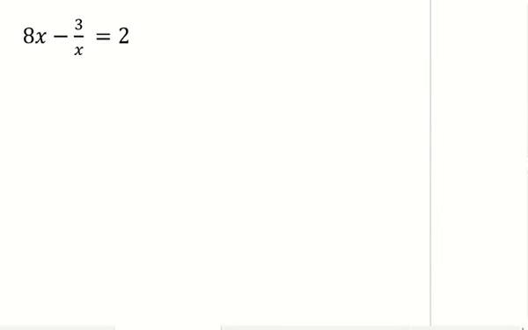Here we've got one kind of like one I did before, but I think it's going to work out a little different. And so this one, since I only see one denominator, I think it would be easiest to deal with this by just multiplying both sides by x. So I'm going to have, say, 8x squared minus 3 over x multiplied by x is just going to be 3 is equal to 2x. Then I'm going to subtract.